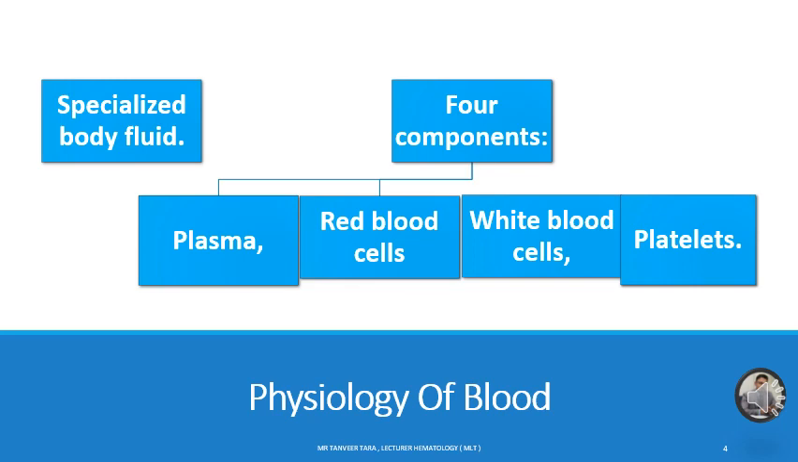So blood is composed of two phases, a liquid and a solid phase. The liquid phase is known as plasma, and the solid phase, also called cellular components or cellular elements of the blood, are red blood cells, white blood cells, and platelets.